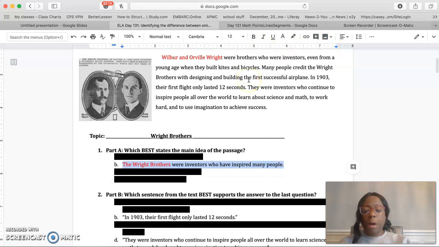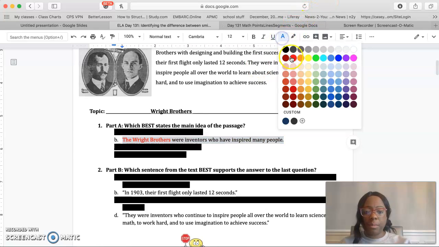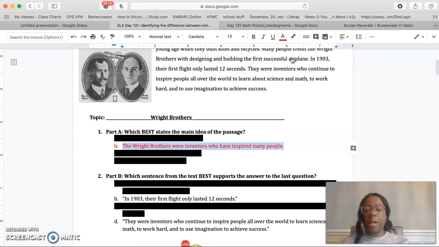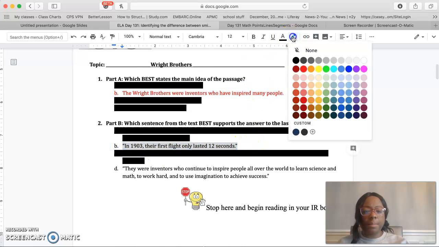All right. Part B is asking us which sentence from the text best supports the answer to the last question. Well, our answer to the last question is talking about the Wright brothers who were inventors and they have inspired many people. So let's look at our options. B says in 1903, their first flight only lasted 12 seconds. That does not give us any evidence that has to do with our main idea. So we can eliminate that option. Let's go ahead and eliminate it.